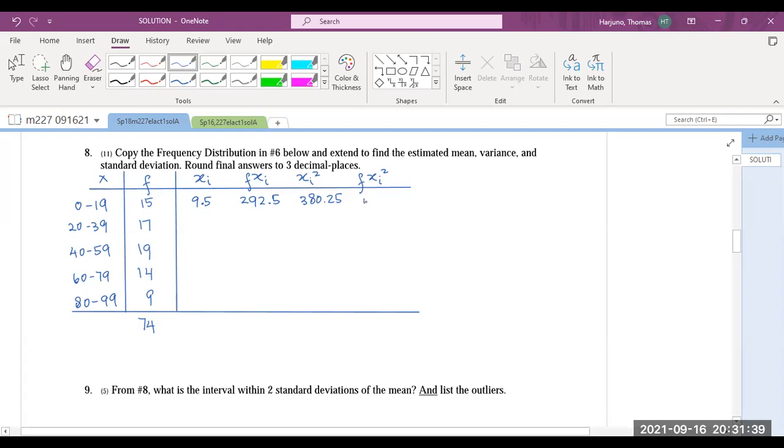I'm sorry, Professor, how did you get 292.5? I multiply F times Xi. Hold on. No, you're right. Thank you. I happened to punch 15 times 19.5. That's all wrong. So 15 times 9.5 is 142.5. Thank you very much.